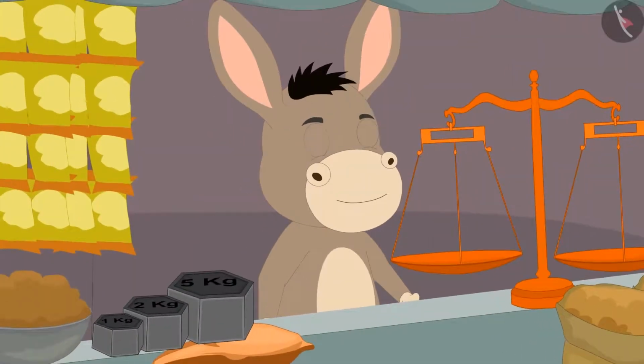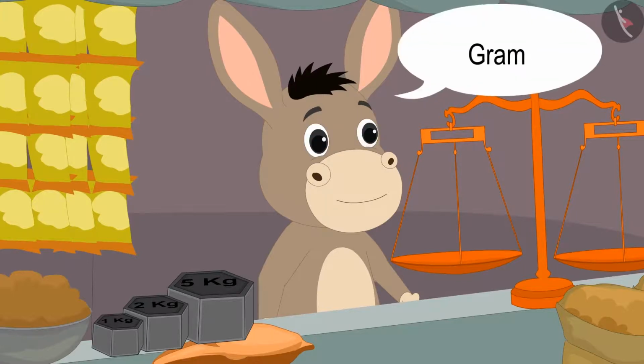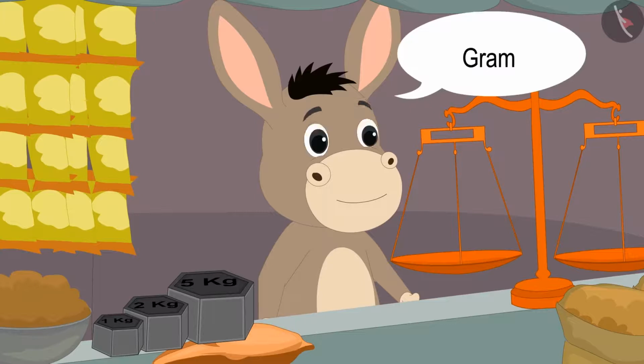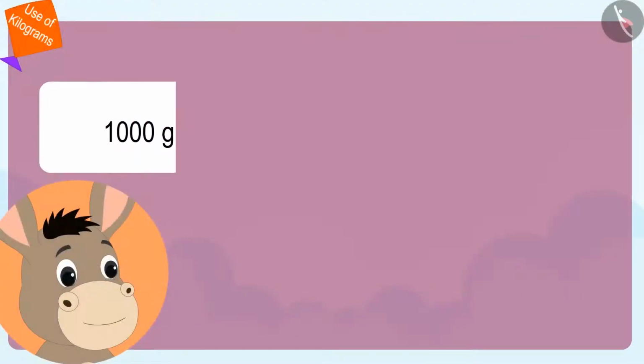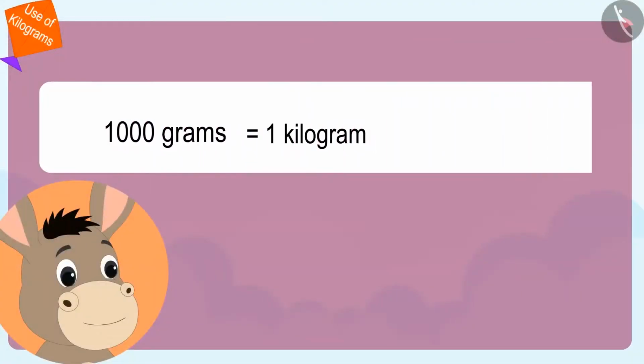Then Bhola told him that if he had to measure the weight of objects weighing less than 1 kg, he could measure the weight of those items using grams. 1 kilogram is equal to 1000 grams.